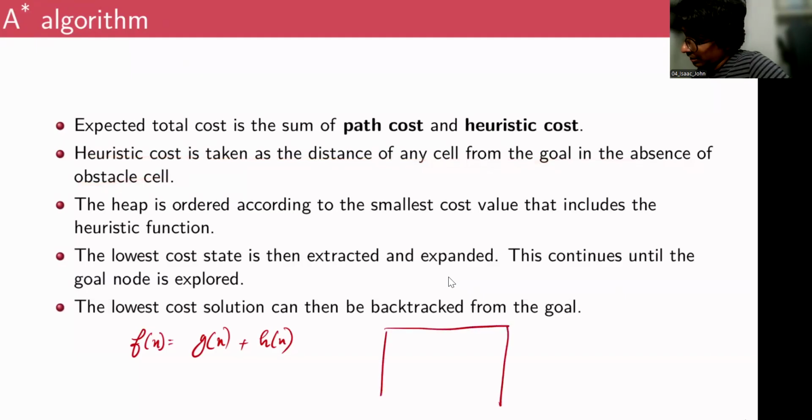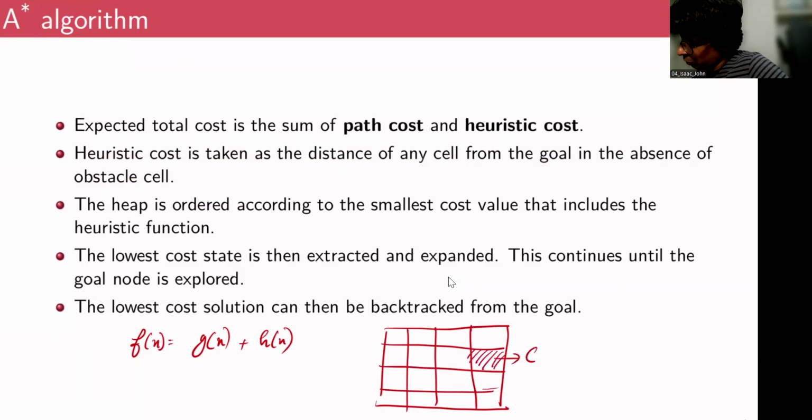So if I have a grid like this, and if I consider this to be the goal, and if I consider this to be the start position, and if this is my current position, the heuristic cost is nothing but the distance of any cell from the goal position in the absence of obstacles.